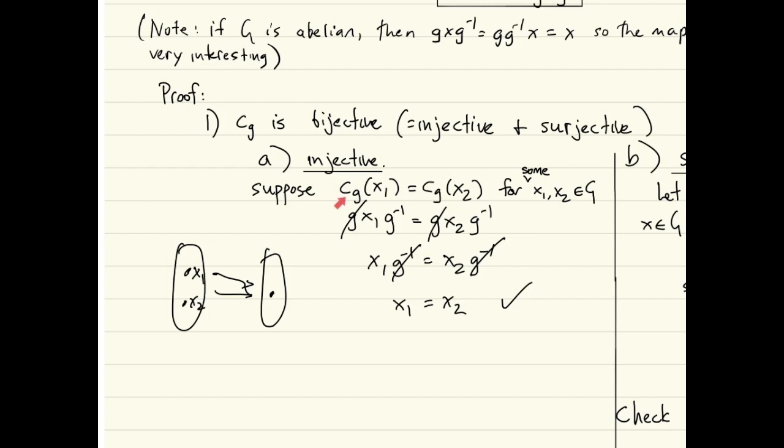Okay, so here's our hypothesis. Substituting in what Cg does, that's conjugation by G, so you multiply by G on the left and G inverse on the right. Ditto for the other side. Because we have both left and right cancellation in groups, we can cancel the G and the G here. Equivalently, we can multiply both sides of this equation by G inverse. Likewise, we can cancel the G inverses on the right, and so we finally get x1 equals x2. So we've shown that this map Cg is injective.